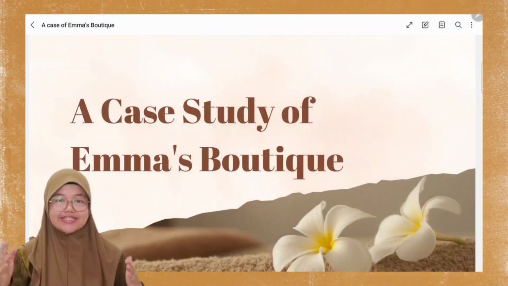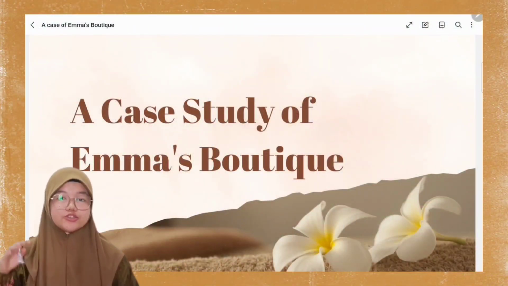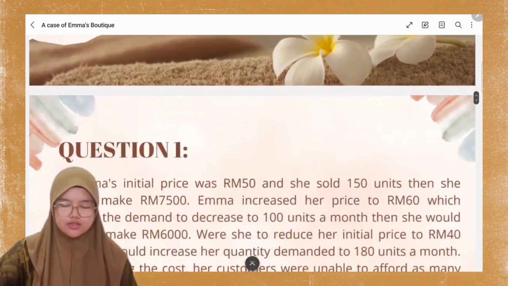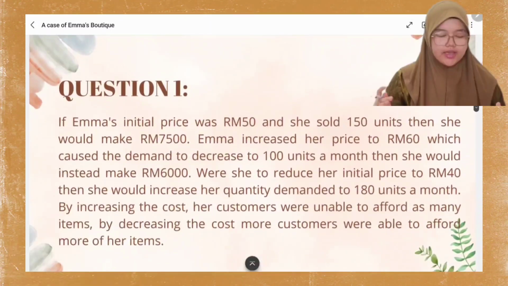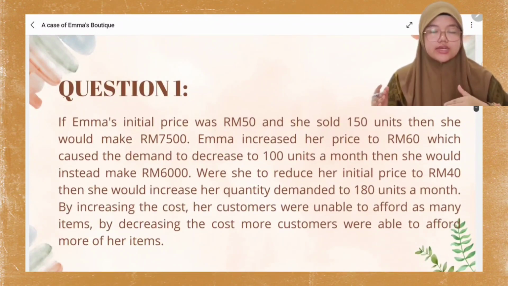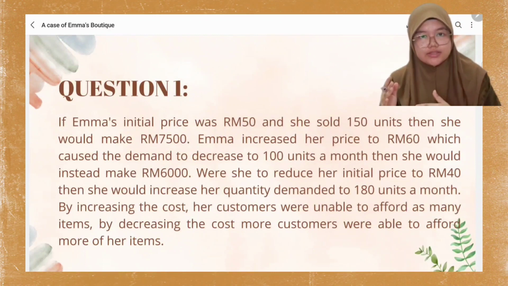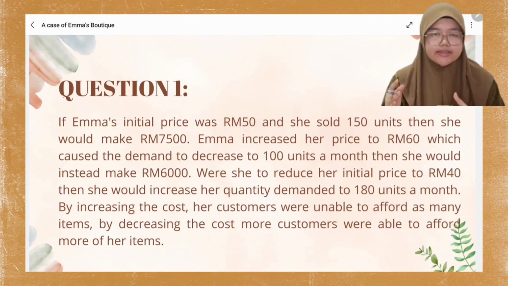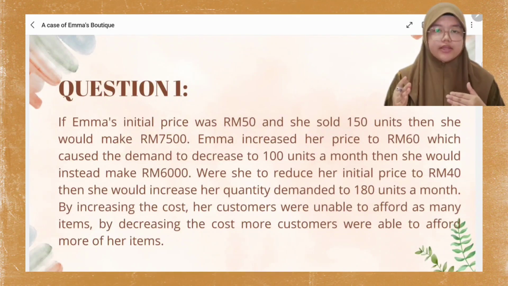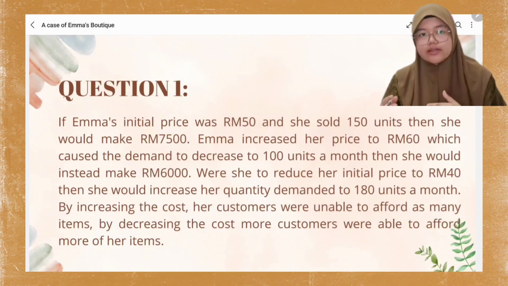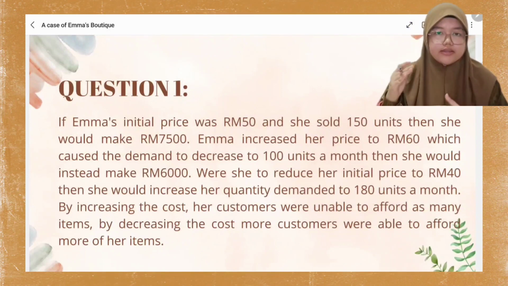Hello, my name is Aliza binti Zamri and now I will show you how to do question 1. For question 1, Emma's initial price was RM50, then it increased to RM60, then decreased to RM40, while the quantity demanded went from 150 units, decreased to 100 units, then increased to 180 units.